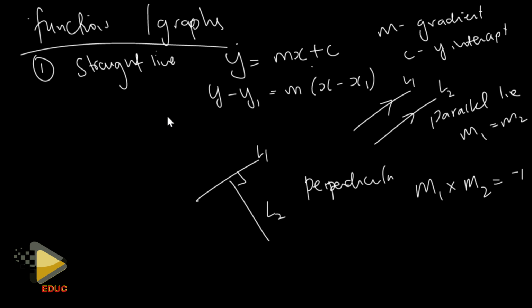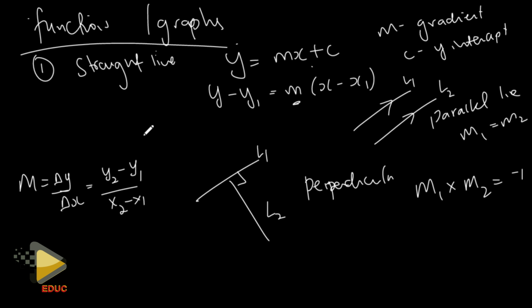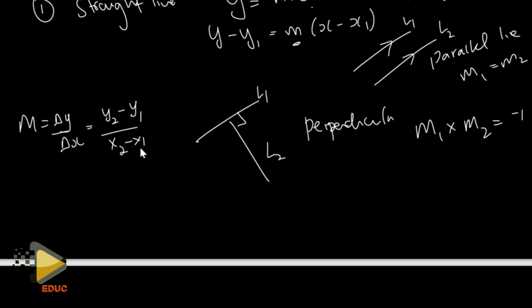You need to know how to determine the m, which is the gradient. Remember, it's change in y over change in x. So if we have y2 minus y1 over x2 minus x1, then we move on to the next graph. Or before we move on, if they ask for the domain of a straight line, it never ends.